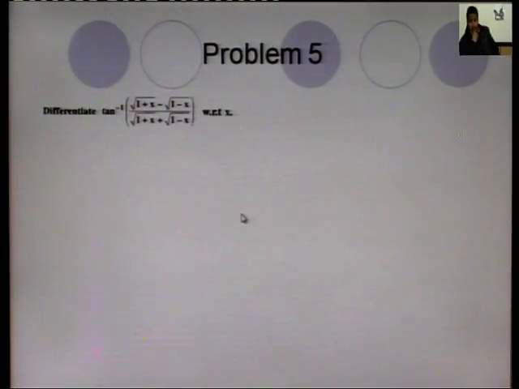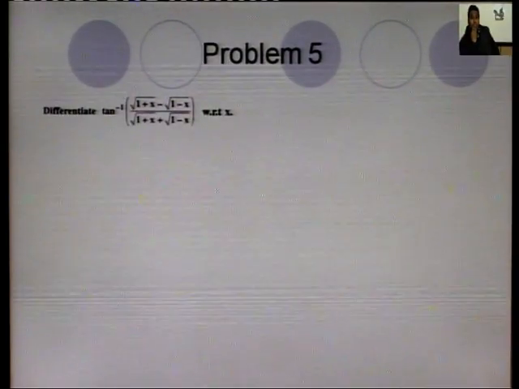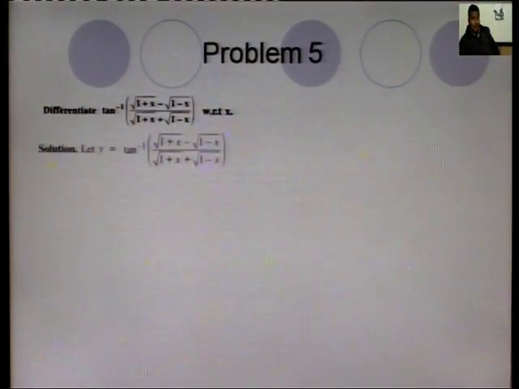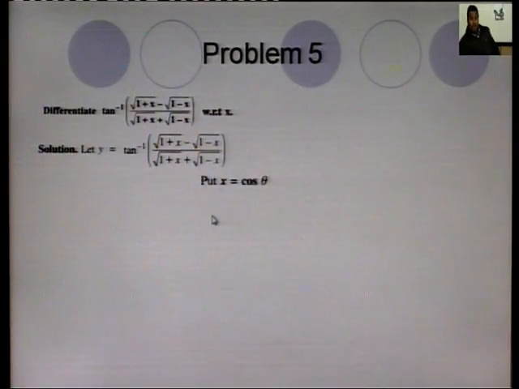Then there is another problem: tan inverse of under root of 1 plus x minus root of 1 minus x, divided by root of 1 plus x plus root of 1 minus x. We have to do the differentiation with respect to x. Now see, the terms involved are a plus x as well as a minus x. So we will put x equal to cos theta.